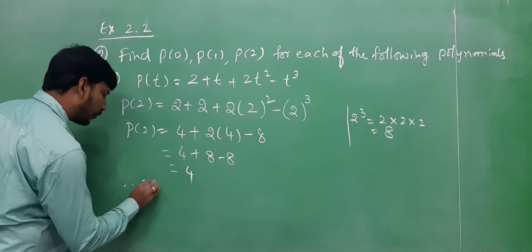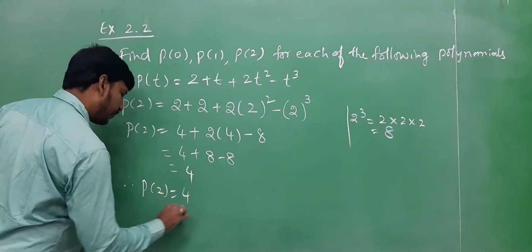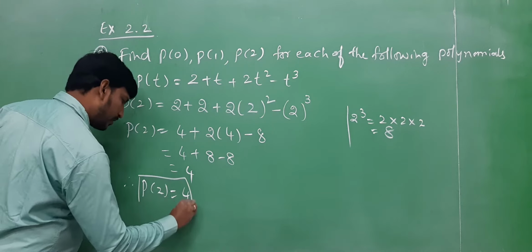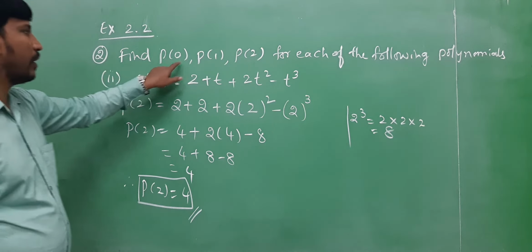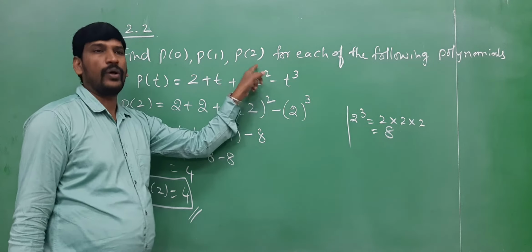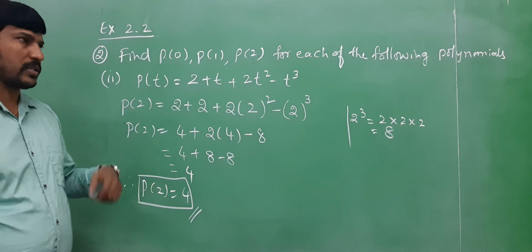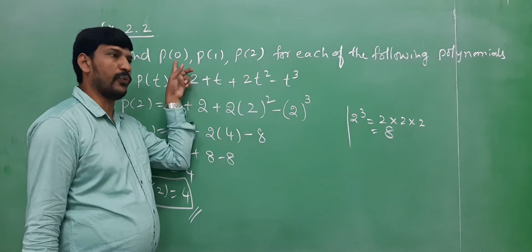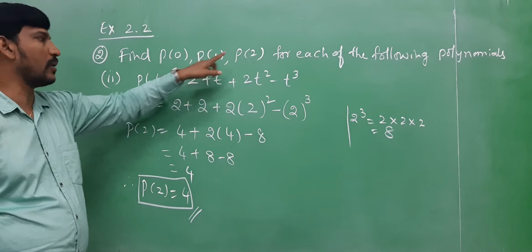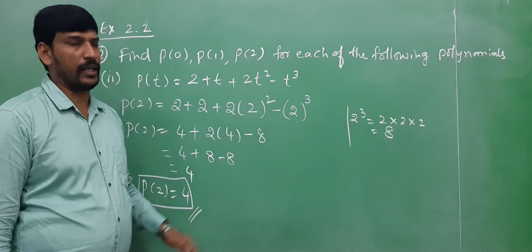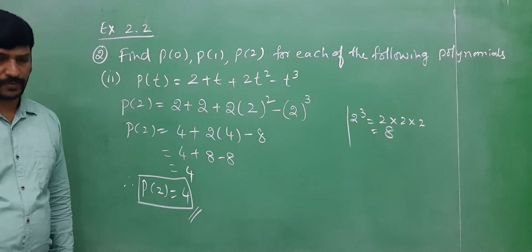Therefore, P of 2 is equal to 4 here. Clear, children? So this is the process to find the values of P of 0, P of 1, P of 2 in the given polynomial. We just replace the values in the place of the variable, whatever may be the variable. We just replace all these values, simplify, we will get the answer. Please copy this.